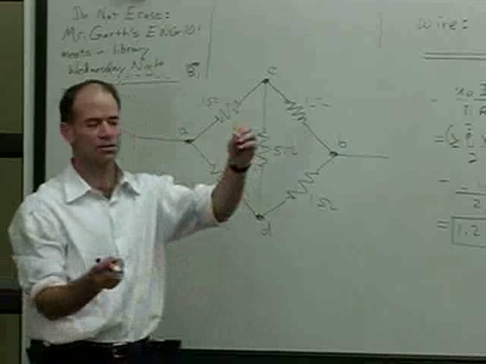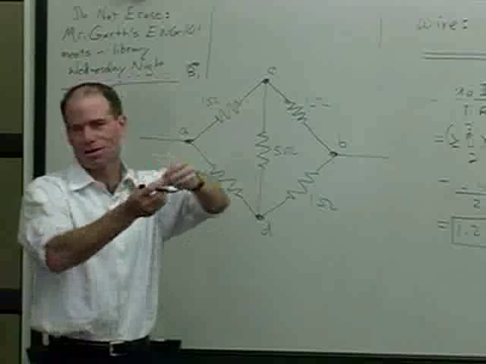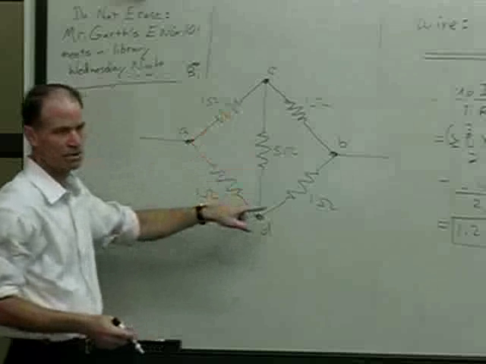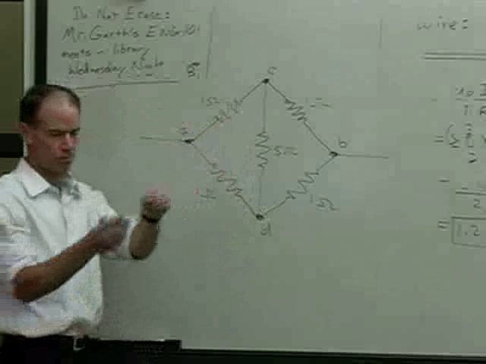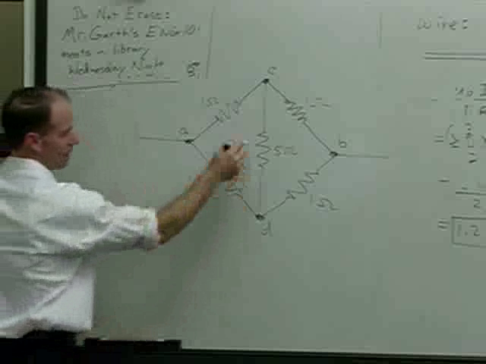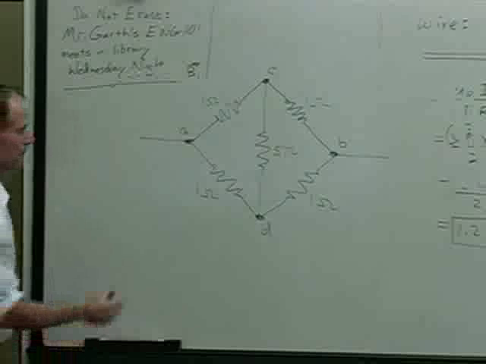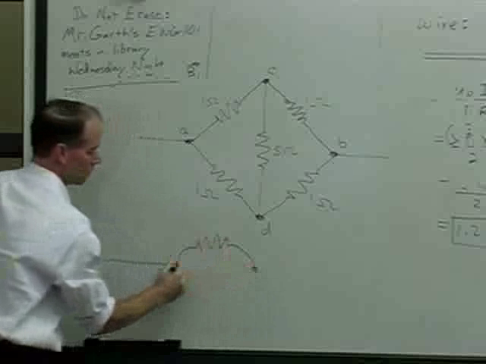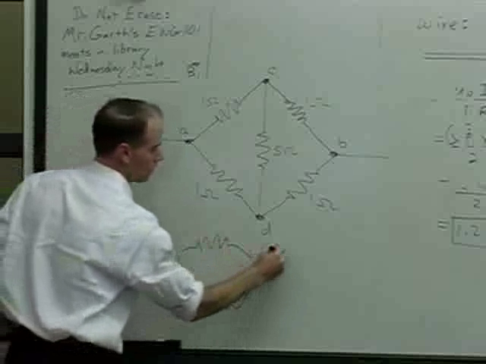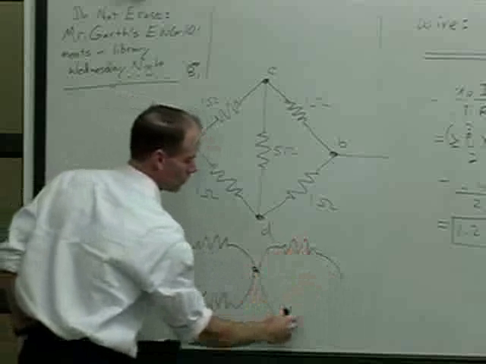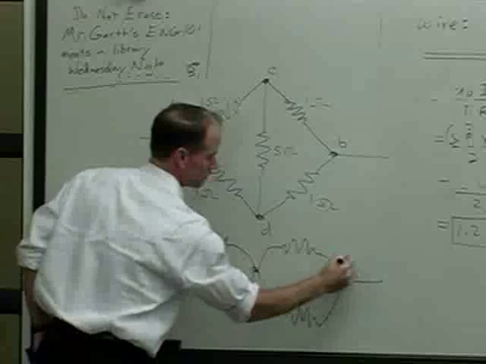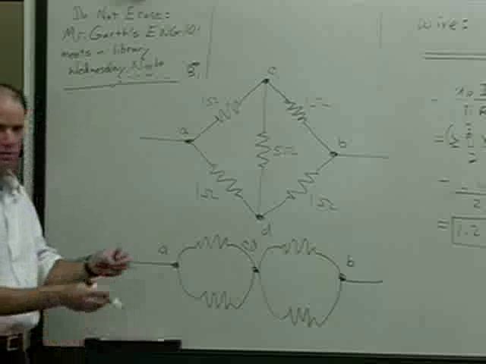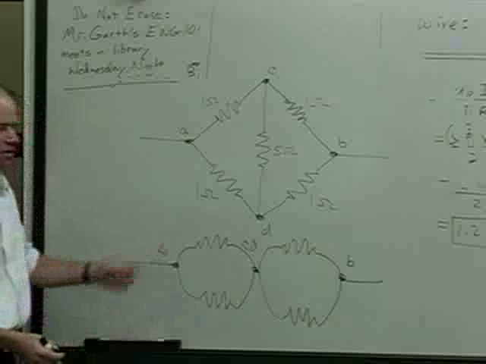And if something's at the same potential, you might as well just short them together, because they're at the same potential anyway. So if C and D are at the same potential, we might as well connect them together, and if we did that, this 5 ohms would be inconsequential, and this would look like this. C and D together because they were at the same point basically. And now we have a circuit that we can analyze.